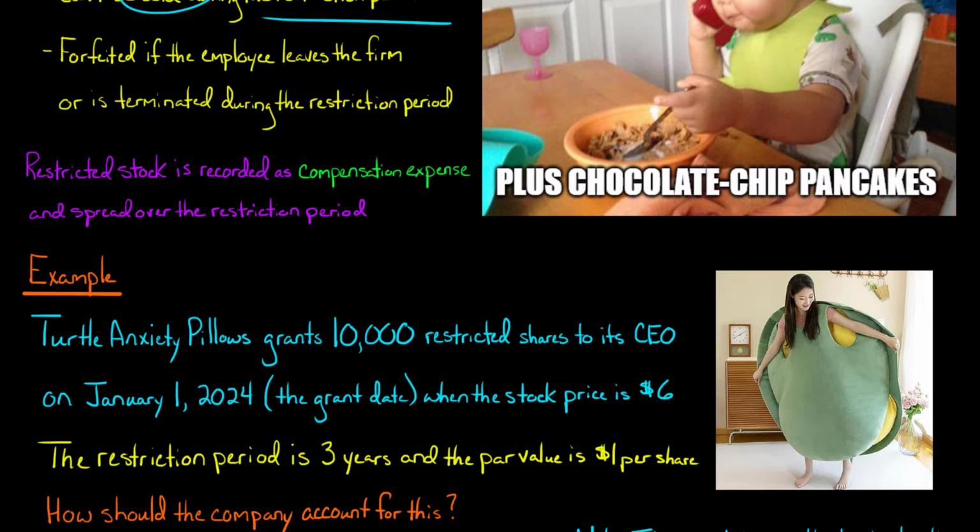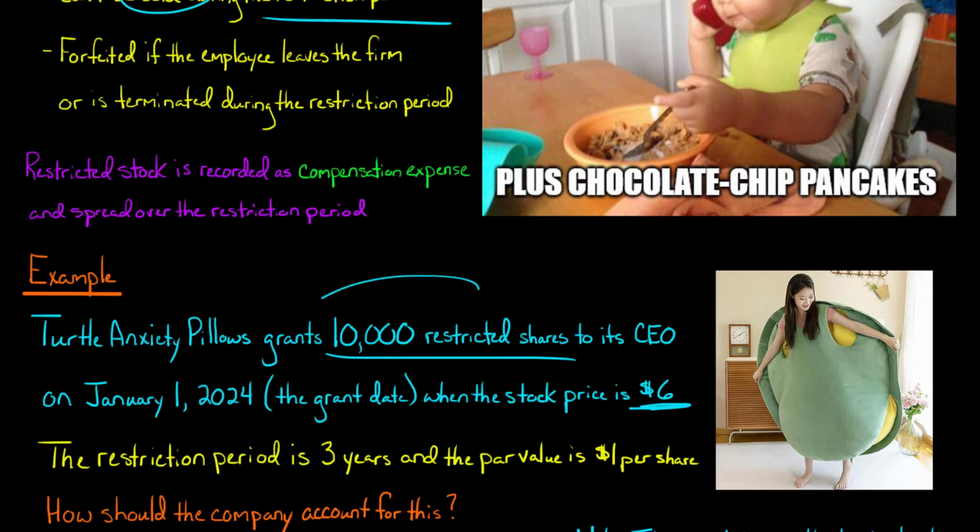So let's take the company Turtle Anxiety Pillows, right? Because we know the world needs more anxiety pillows that are shaped like animals. And it grants 10,000 restricted shares to its CEO on January 1st, 2024. That is the grant date, okay? That's the date that the shares are granted and put in the name of the CEO. And the stock price as of that date, which is very important because that's going to be used to determine the amount of compensation being given, is $6 a share.